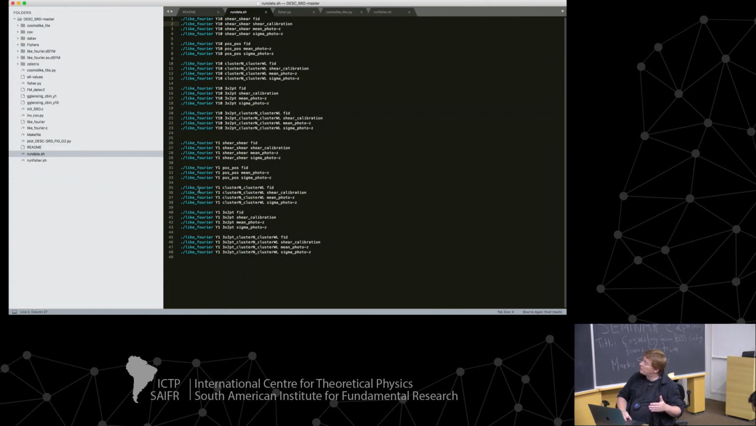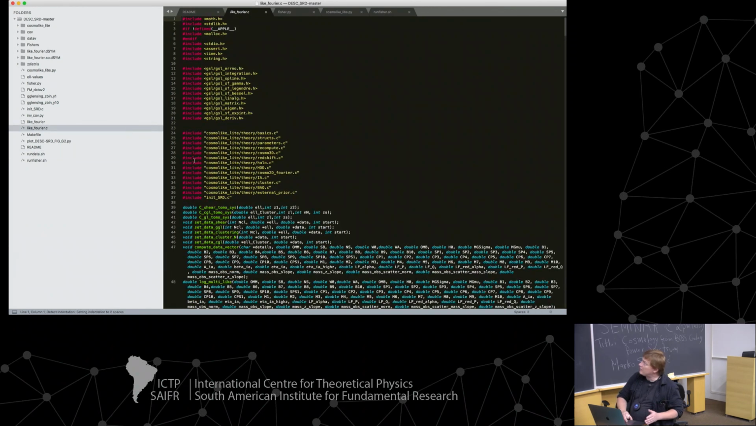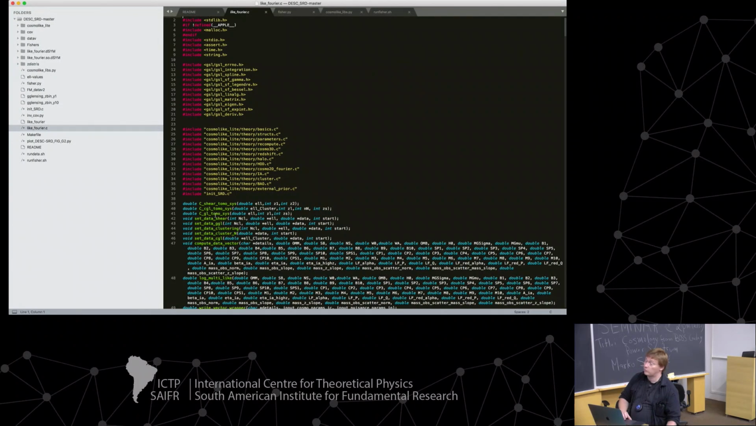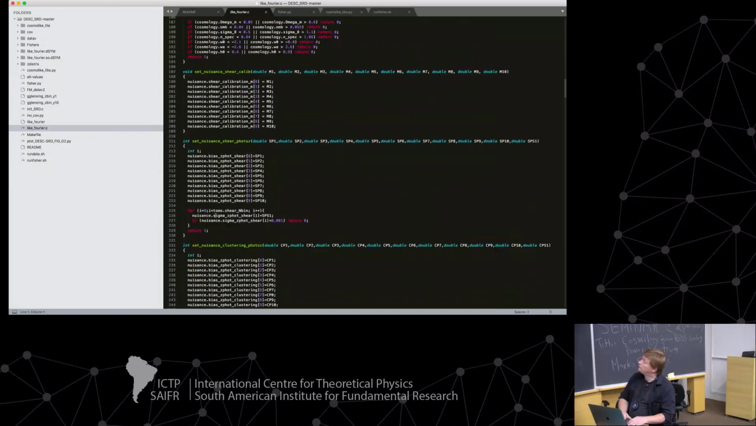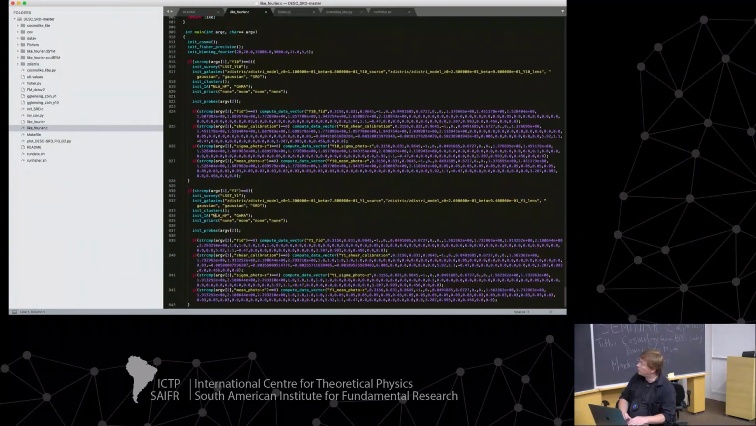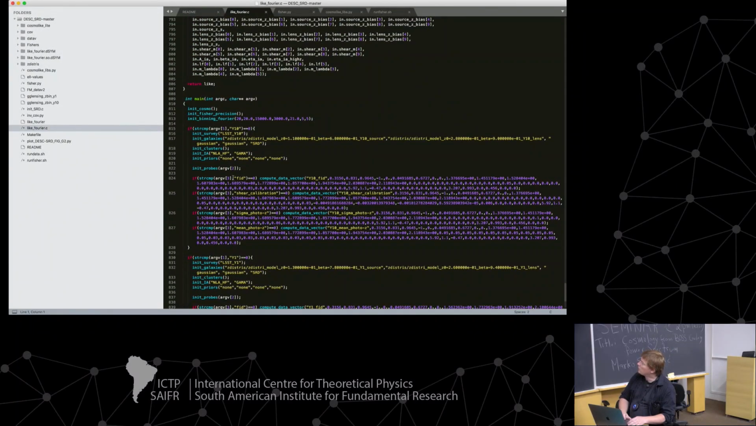Now, how do you get this file that does all the magic things? Well, that is Fourier.c, and that's one of the things that get compiled when you make Cosmo-like. If we go to the very bottom of that, you can just see what happens here. If the argument is fiducial, then it computes a year 10 data vector. It calls it Y10 fiducial.